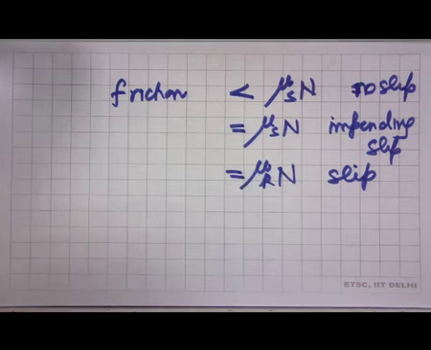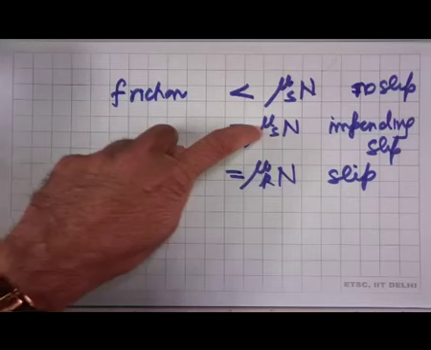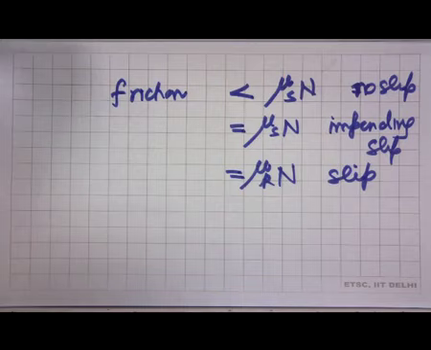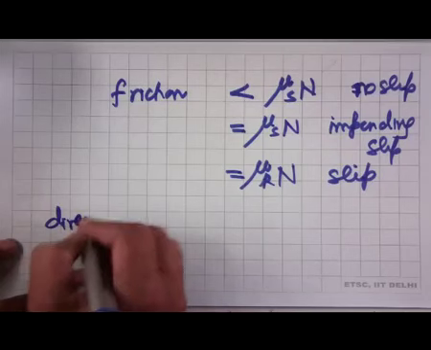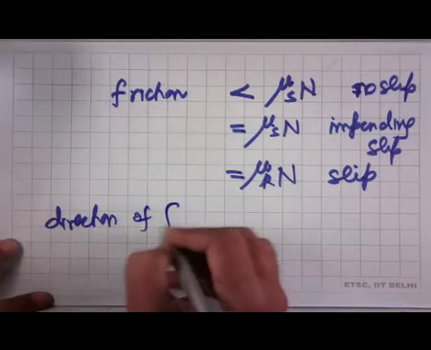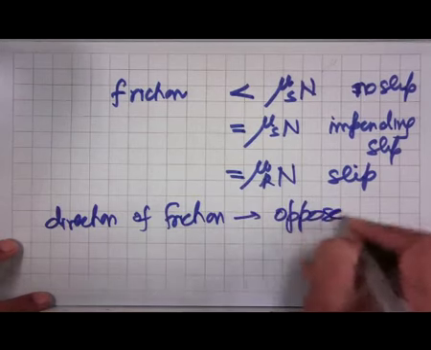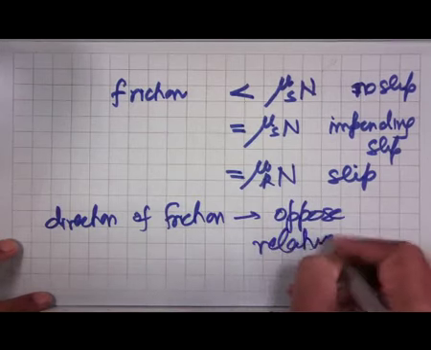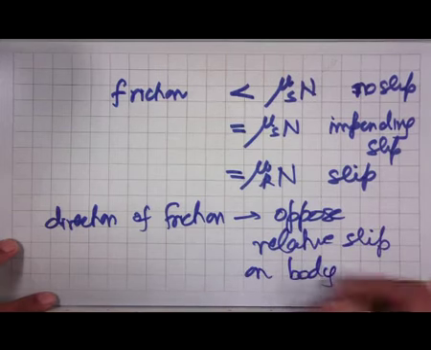And also you will realize when we solve the problems, when you put F is equal to mu s n or mu k n, you have to put it along with the right direction. And the right direction of the frictional force, let us see that, this has to oppose the relative slip on the body in question.